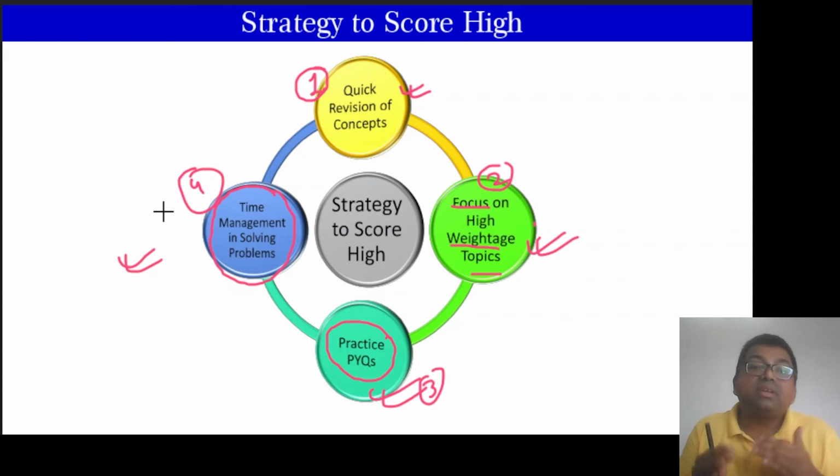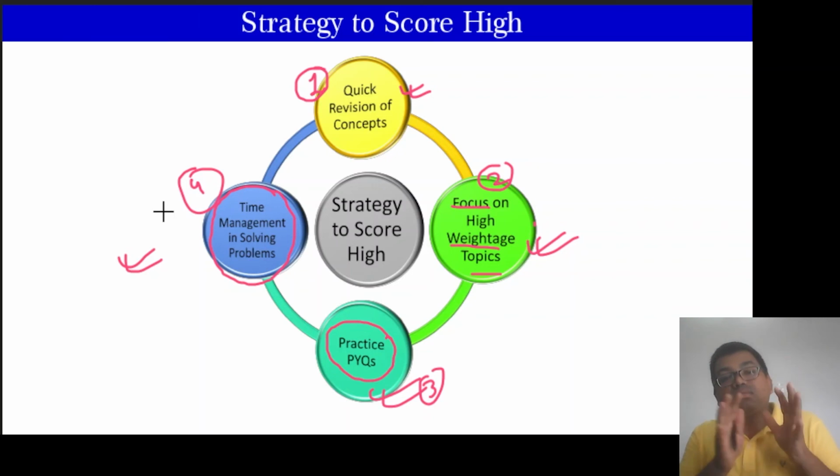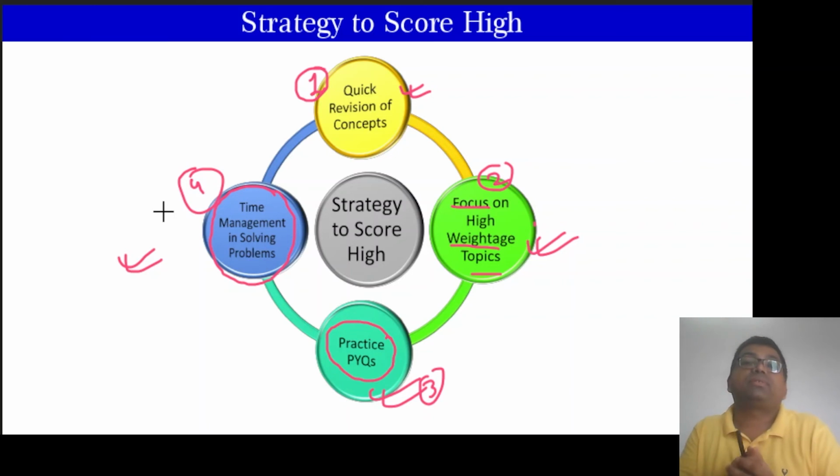So daily you need to do these 4 steps. Daily do a quick revision of chapters, see which are the important weightage topics, underline and highlight them, see previous year questions, and then try one mock paper. With that you will get some idea about how you are able to perform. So this is the overall strategy which I shared.